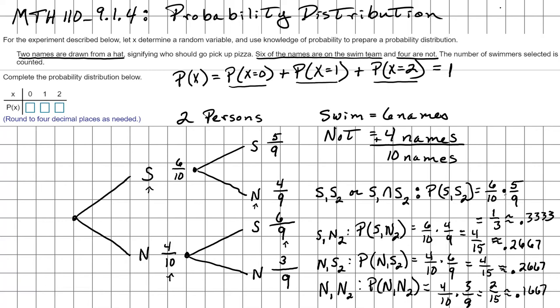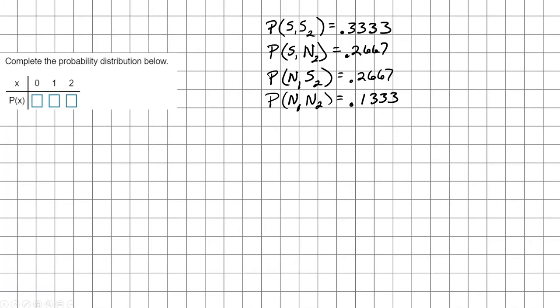Now, I apologize, I said 0.1667, and this should actually be 0.1333. Alright, so moving on. What we're going to do is we're going to complete the probability distribution. So what we want to do is we want to actually determine what the probability of x being equal to 0 is, which means there are no names from the swim team. So we'll write that down here, no swim team. And that's going to be this one right here.